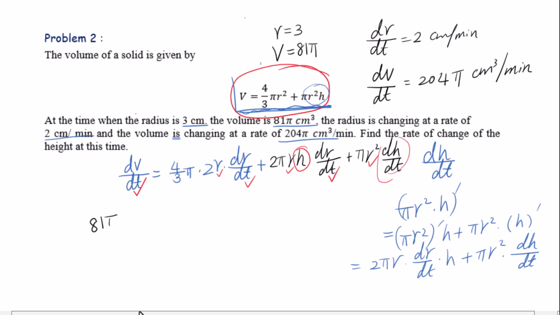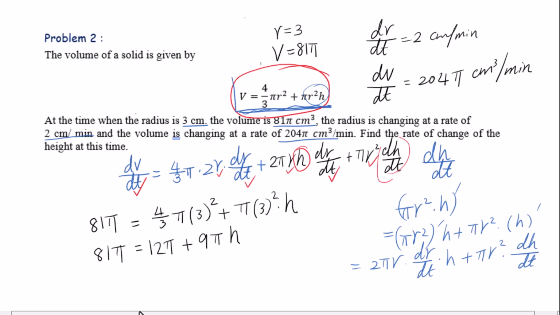V is 81 pi equals 4 over 3 pi, r is 3 cubed, plus pi times 3 squared times h. 81 pi equals, 3 squared is 9, 9 times 4 over 3 is 12 pi, plus 9 pi times h. 69 pi equals 9 pi h, divided by 9 pi both sides. So h equals 23 over 3.